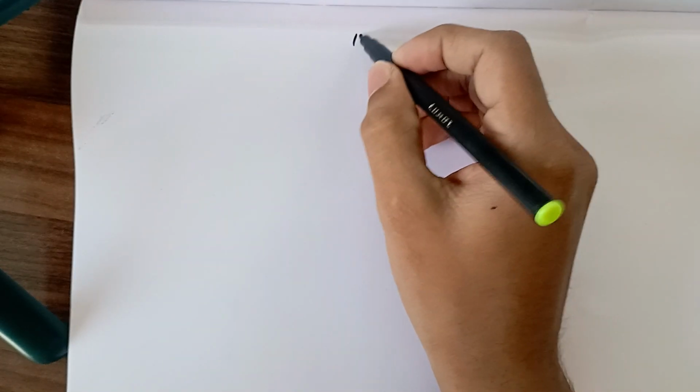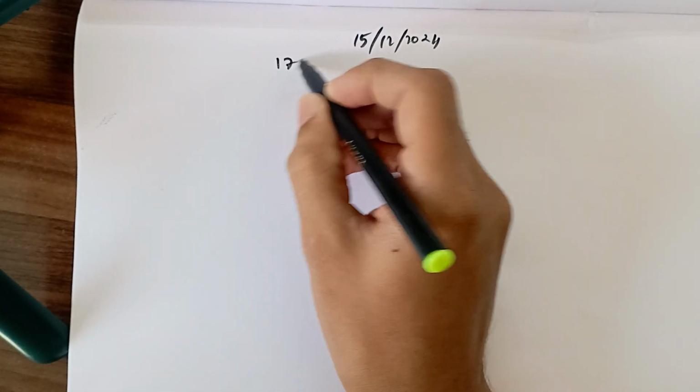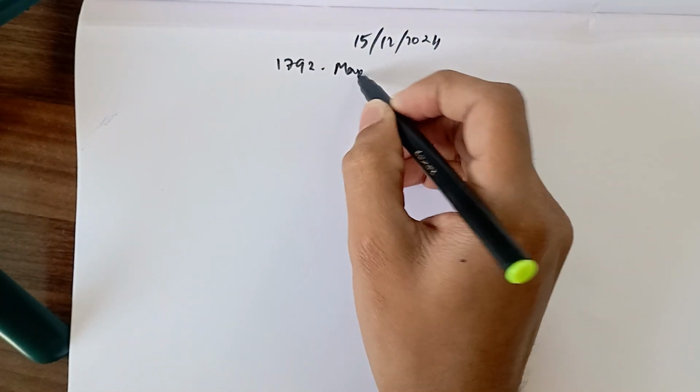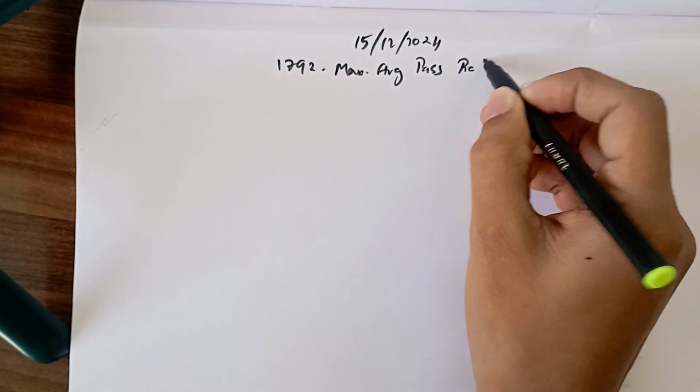Hello everyone. Let us now discuss today's LeetCode POTD problem. Question number 1792, Maximum Average Pass Ratio.